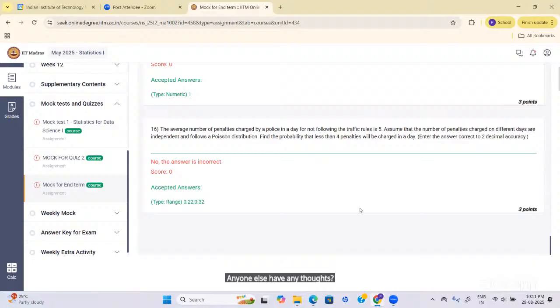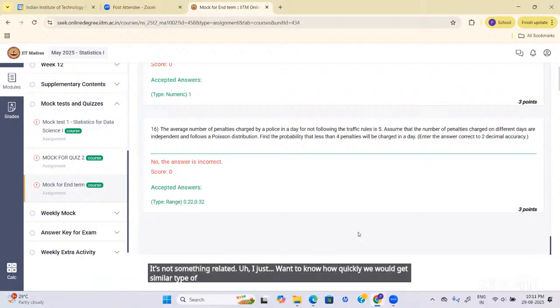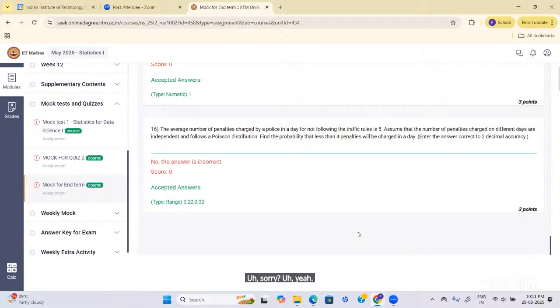It's not something related, I just want to know how likely we would get similar types of questions in the exam. Yeah, sure, similar types of questions you will get. In the exam, is it? Yes, it's in the income exam.